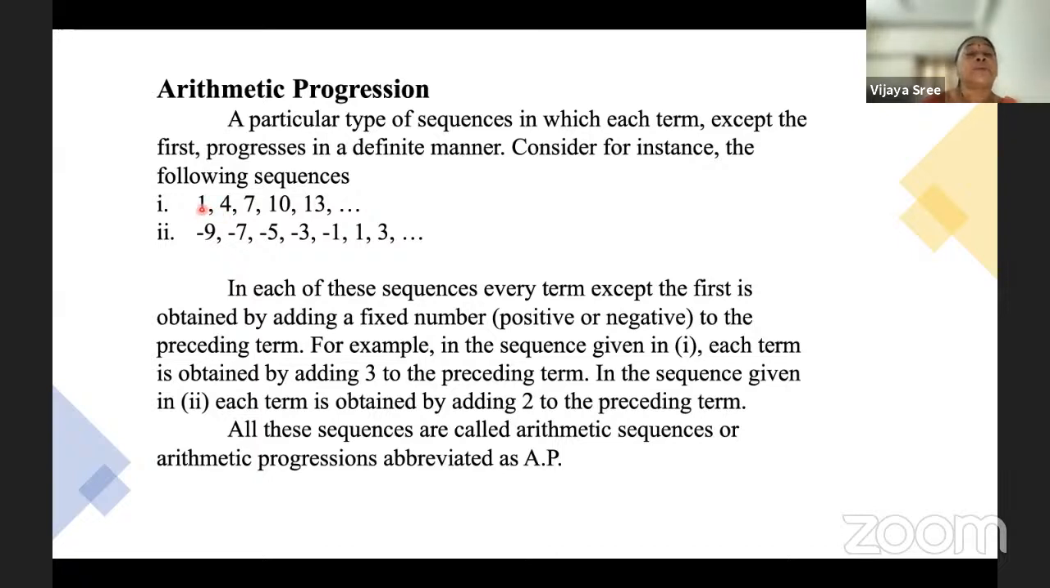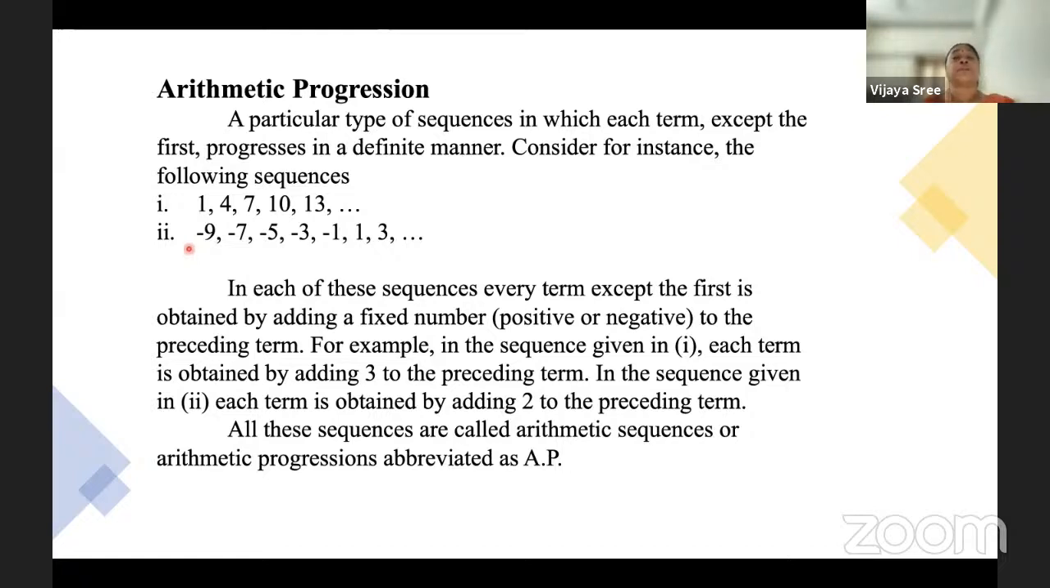Add 3 to the preceding term, we get 4. 4 plus 3, you get 7. 7 plus 3, you get 10. 10 plus 3, you get 13. What is the next one? 13 plus 3, 16. Next, 16 plus 3, 19, and so on.